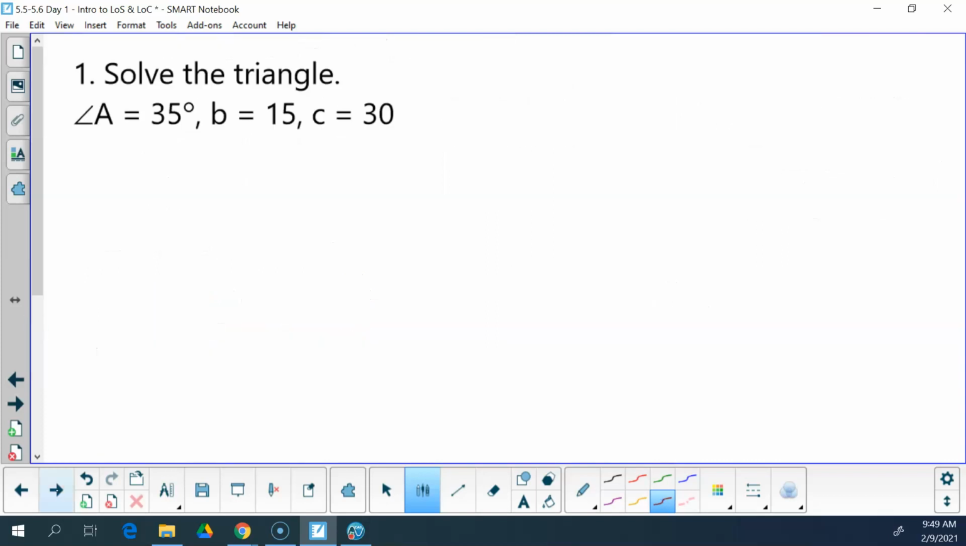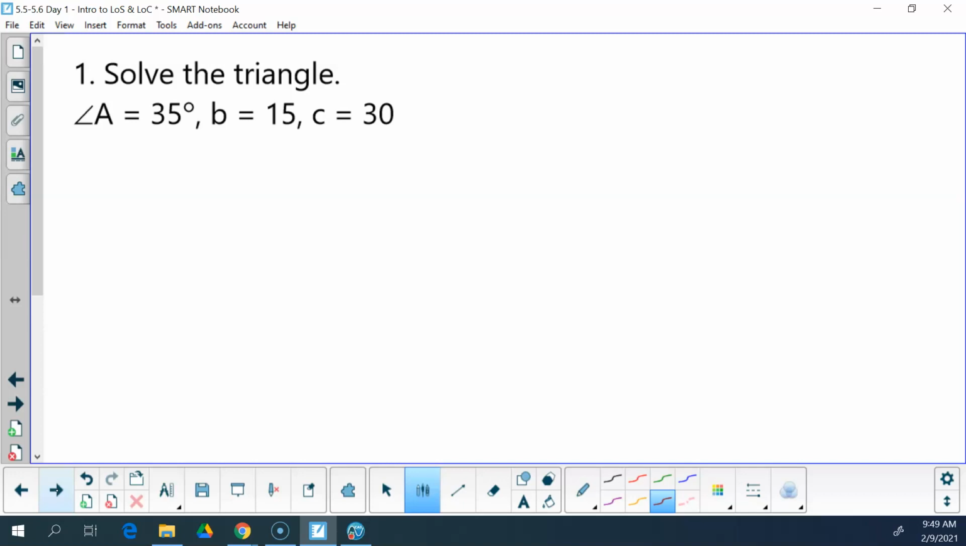So, utilizing the law of cosines, this is going to be useful for you when you don't have an angle and its opposite side. Okay? So that's when we would use the law of cosines.